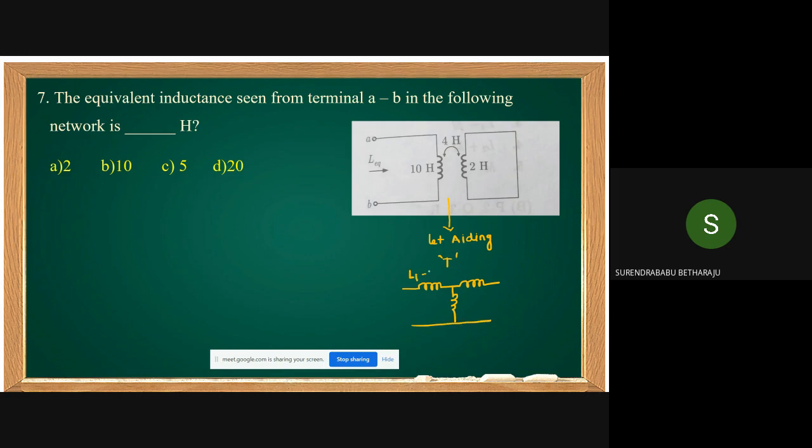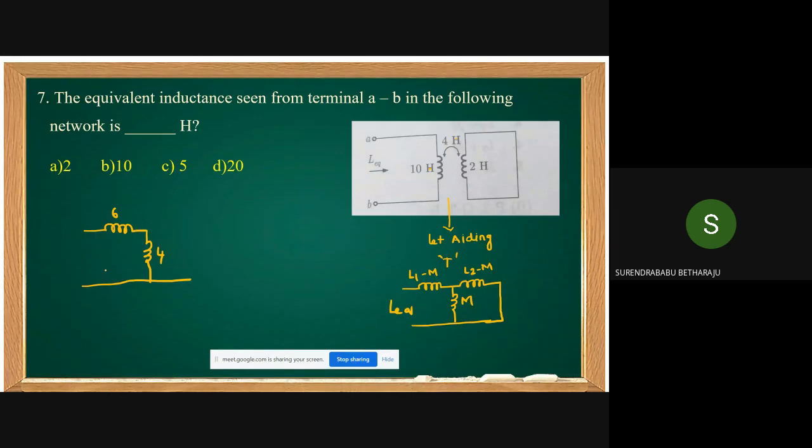This is L1 minus M, L2 minus M, and this is M. But these terminals are shorted. Is it correct? Shall I write like this? This is L1 minus M, which means 10 minus 4, that is 6. This is M, which is 4. And this is L2 minus M. I'm getting a negative sign. Negative inductance is meaningless.